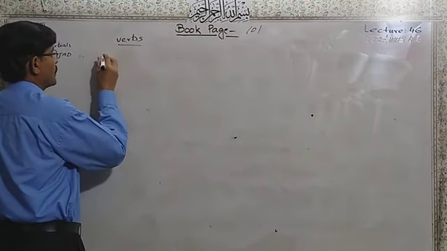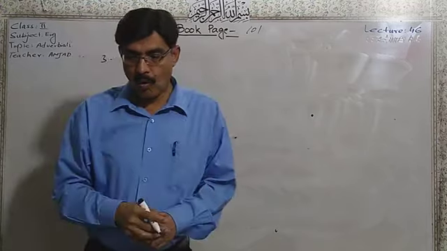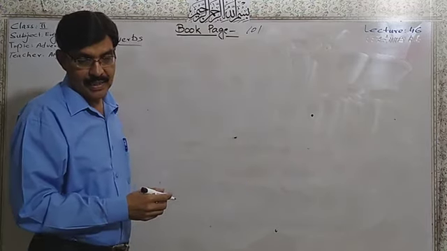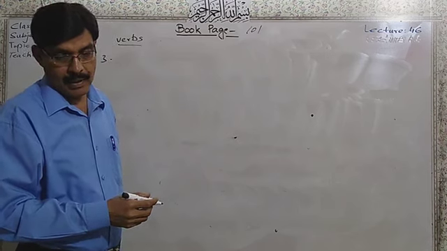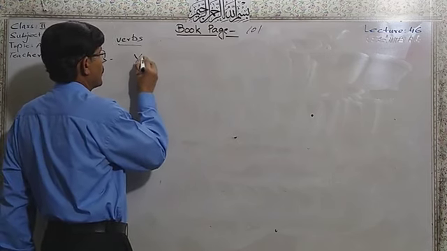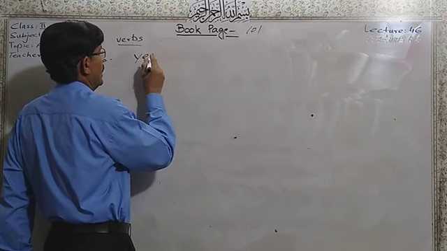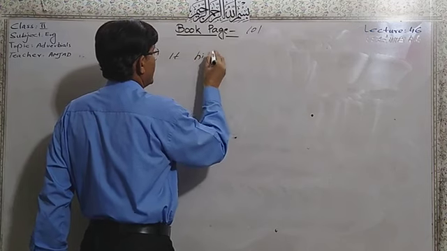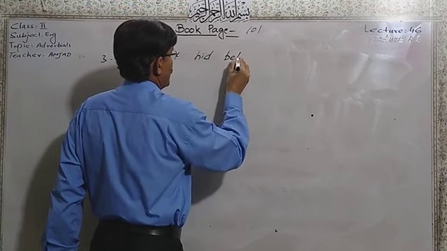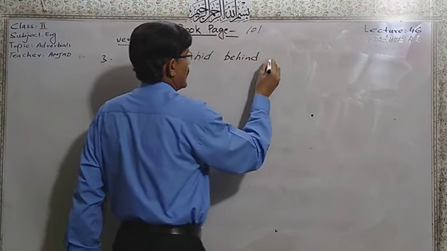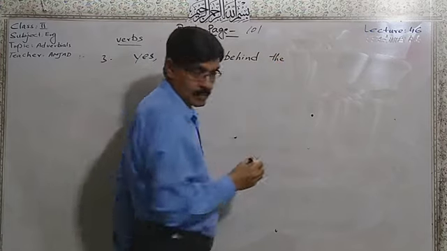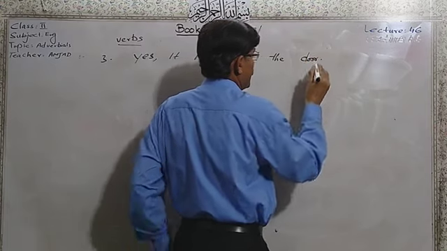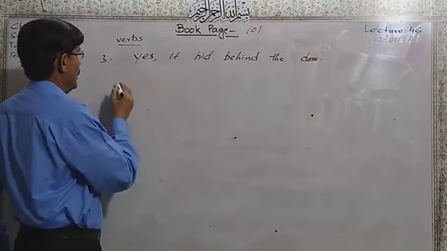Number 3, the dog always hides behind the door. Yes, it hid behind the door. Yes, this is the answer. We have to write on the second line.